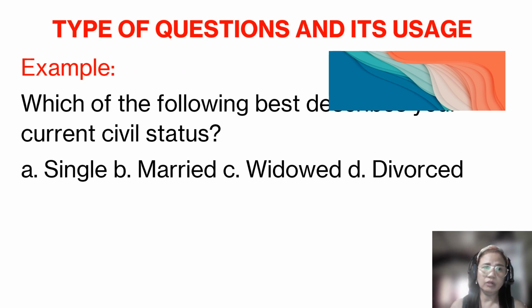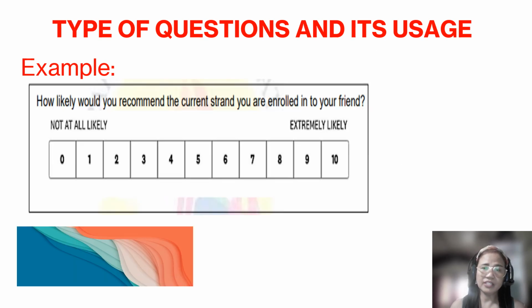Okay, example of which of the following best describe your current civil status, right? Single, married, widowed, or divorced. This is an example. How likely would you recommend the current strand you are enrolled in to your friend? Not at all likely, extremely likely. So these are the examples of the one I have explained earlier. You have to choose from number 1 up to 10.